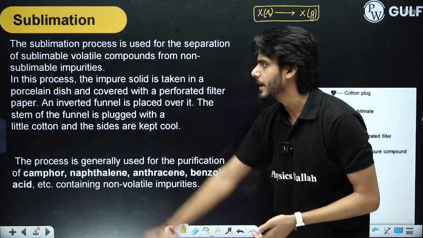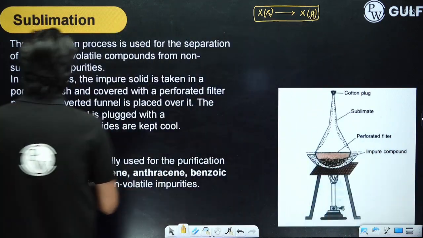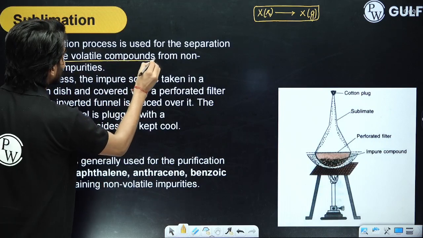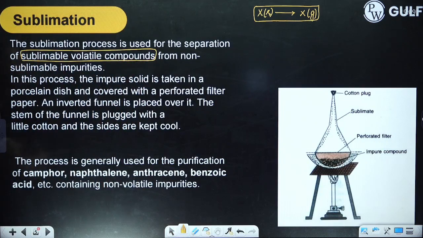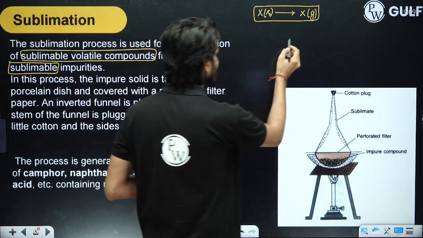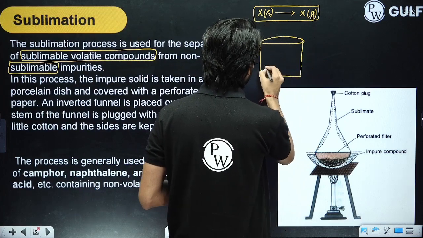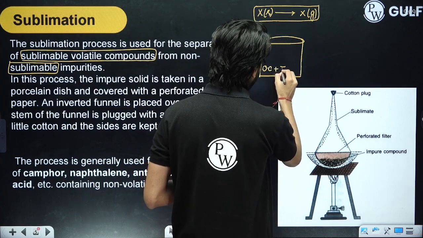What is the principle behind it? Look at this. The sublimation process is used for the separation of a sublimable volatile compound from a non-sublimable impurity. It is very, very simple. Let's suppose you have a solution of your organic compound plus impurities.